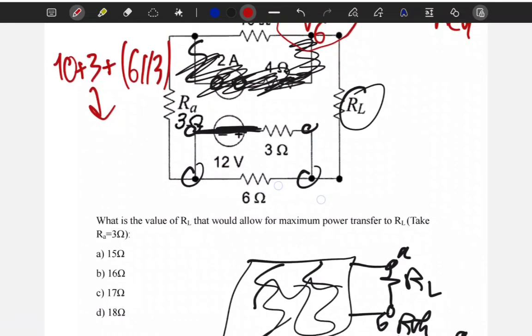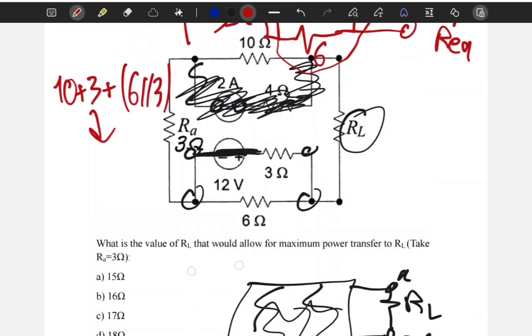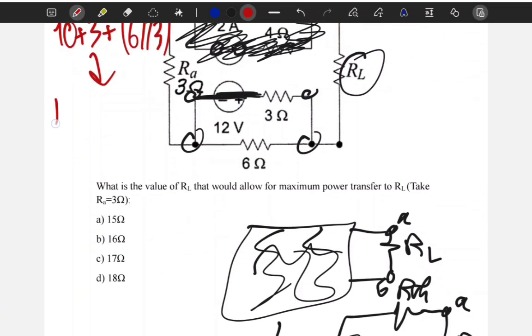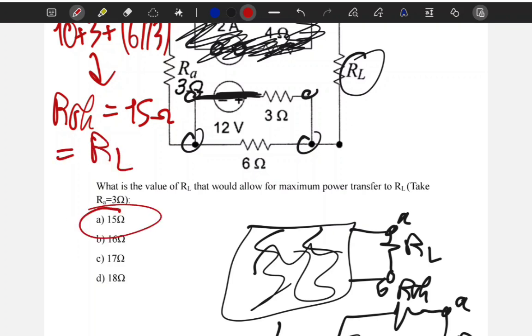Do the calculations. Actually, let me do it: 10 plus 3 plus 6 times 3 over 6 plus 3. We're going to find 15. So R Thevenin is equal to 15. But for maximum power transfer, this should be equal to RL. So RL is also 15. This is for maximum power transfer.